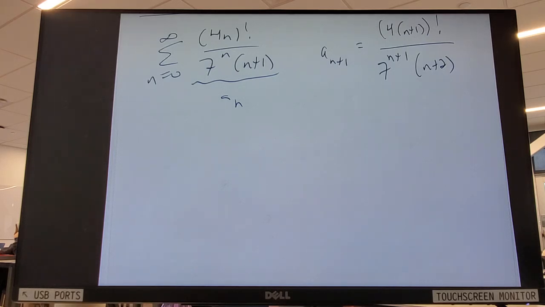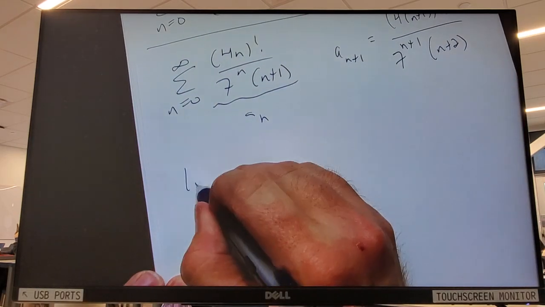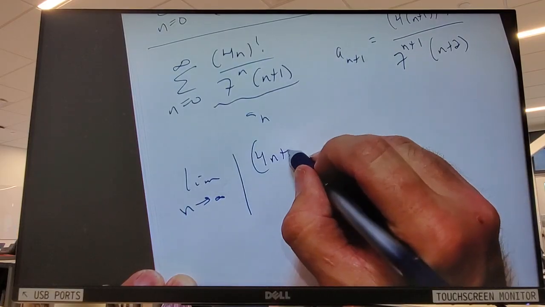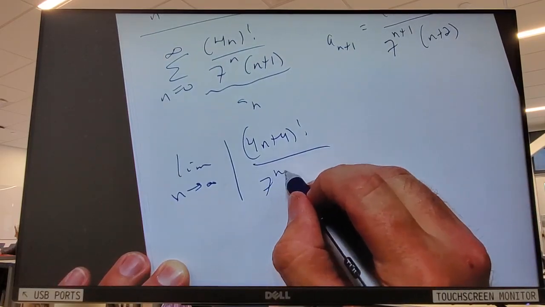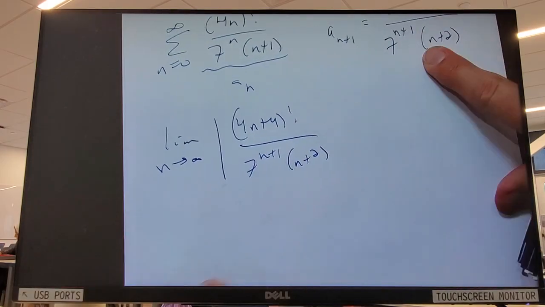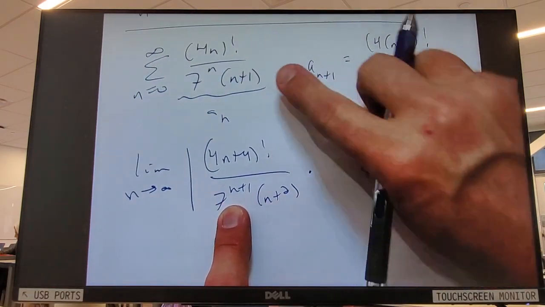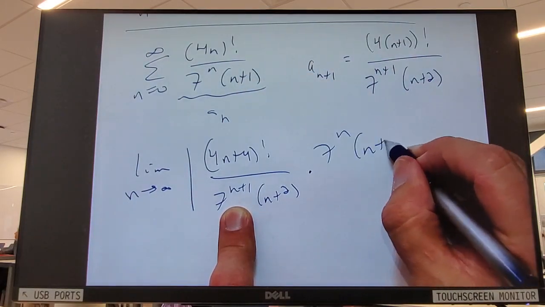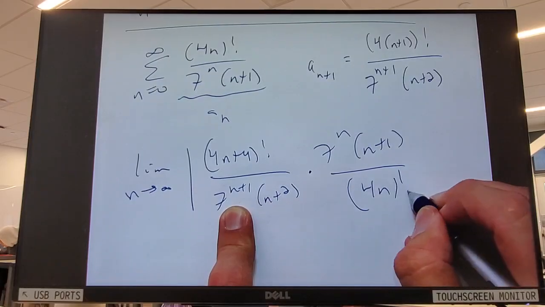So here's where, kind of understandably, things go awry. So if I build this ratio, now I can write this as 4n+4. Is that cool? All right, so that's a_(n+1), and I multiply that, because I'm supposed to divide by this, but I just multiply by the reciprocal. I think everybody's pretty cool with that idea. Okay.